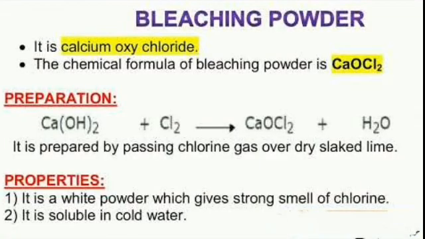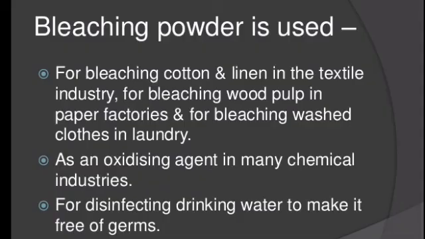Bleaching powder. It is calcium oxychloride. It has a chemical formula of CaOCl2. It is prepared from calcium hydroxide. When chlorine gas is passed over dry slaked lime, that is calcium hydroxide, we get calcium oxychloride plus water. Properties. It is a white powder which gives a strong smell of chlorine, and it is soluble in cold water.